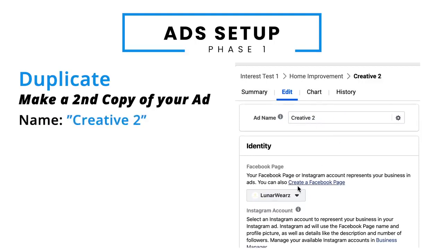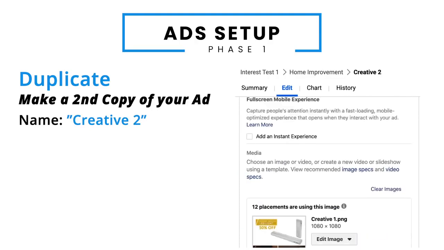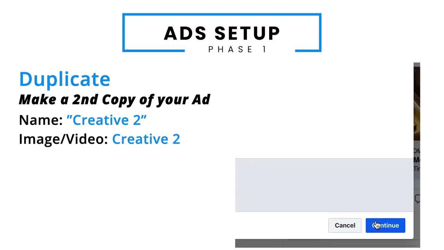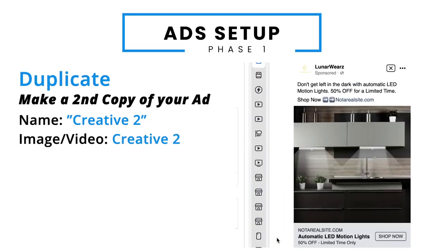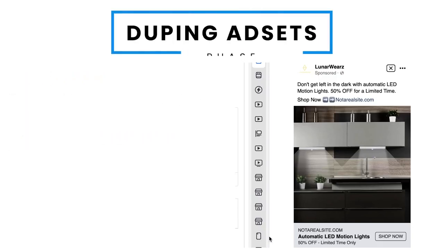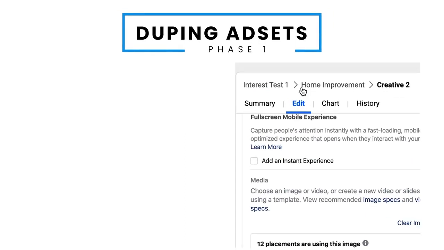Then, scroll down and select Edit Image or Video, and change the image to the second creative you have. You should leave everything else the same so that you can test your two creatives under the same conditions. You can mess around with the other options like primary text and headline once you find out which creative performs the best. Anyways, once you have the second photo/video uploaded and the name of the ad changed, go back to the ad set level by clicking on the ad set tab.